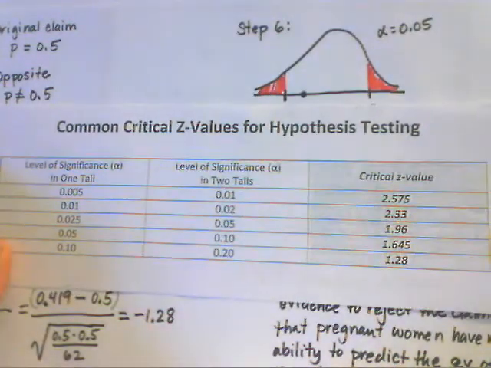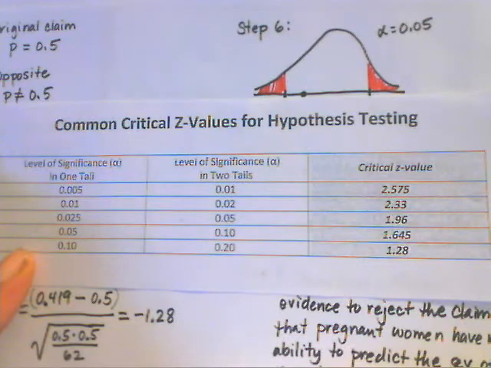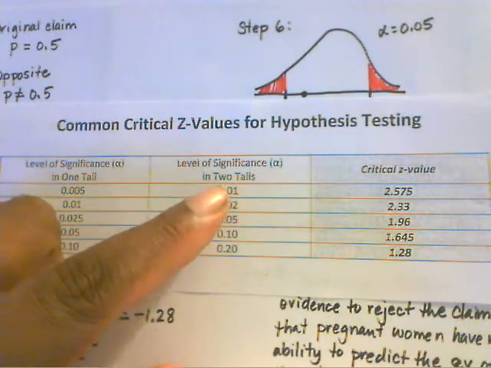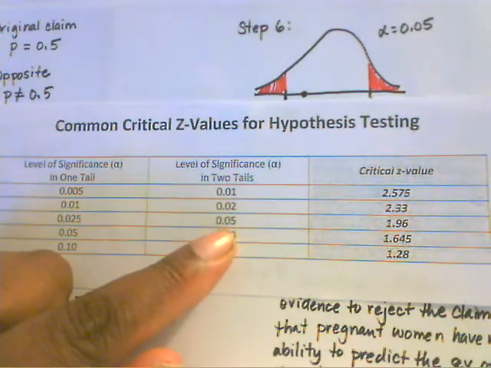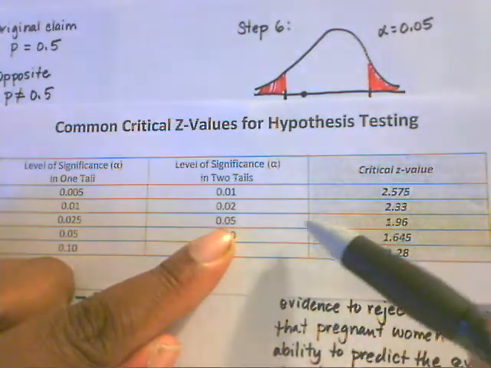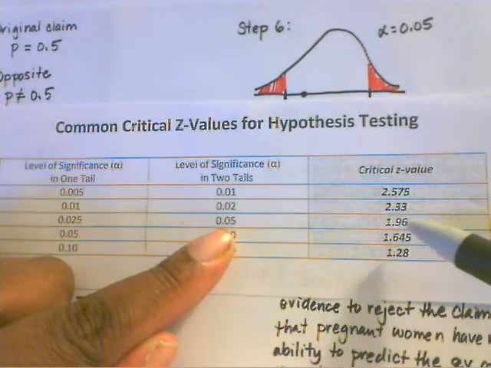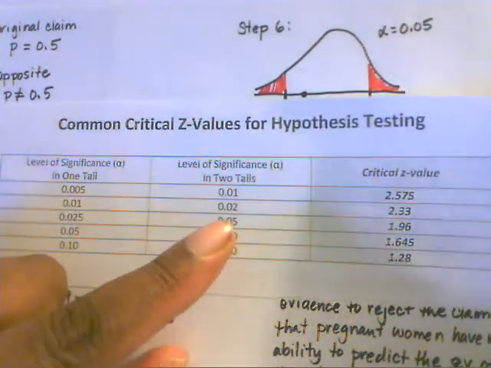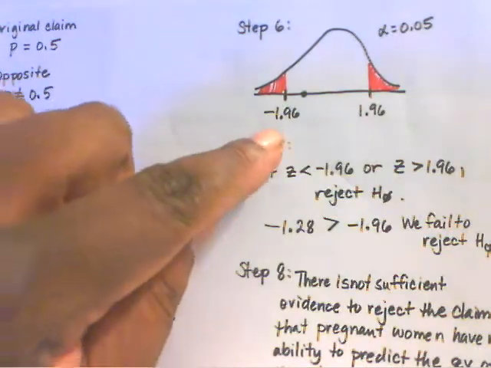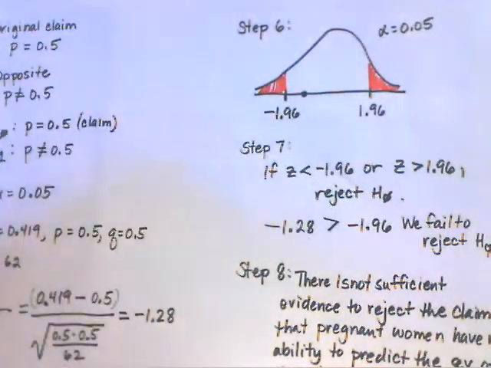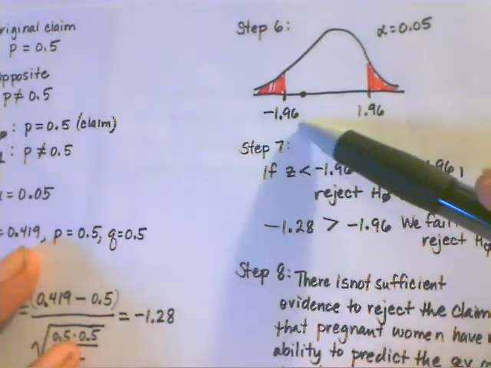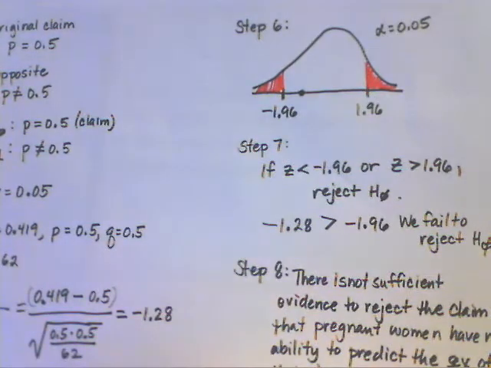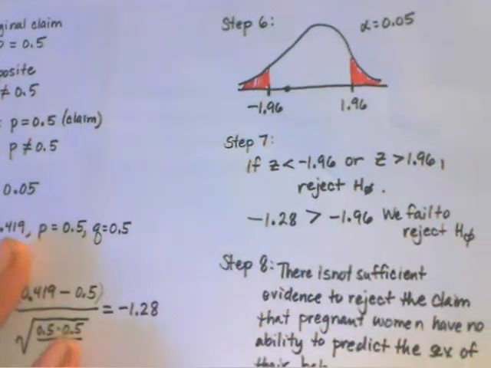Using the common critical z-values for hypothesis testing that's in your handout, you want to look in the column that says level of significance in two tails, and that alpha level is 0.05. Now, if you read to the right of that, you're going to see that critical value is 1.96. Okay? And because it's a two-tailed test, you're going to have two critical values. One's going to be negative, and the other one's going to be the opposite of that. So we have negative 1.96 here, and a positive 1.96 here.